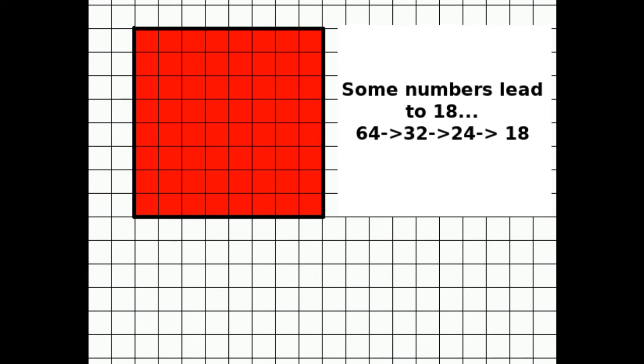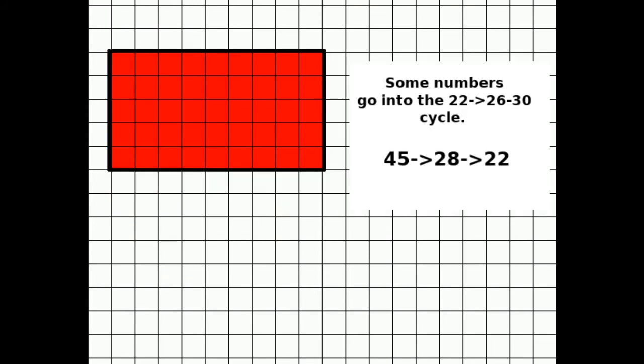Some higher numbers lead downward to 18. For example, 64 leads to 32, which leads to 24, which leads to 18. Other numbers lead into the loop. 45 leads to 28, which leads to 22, which begins the loop.